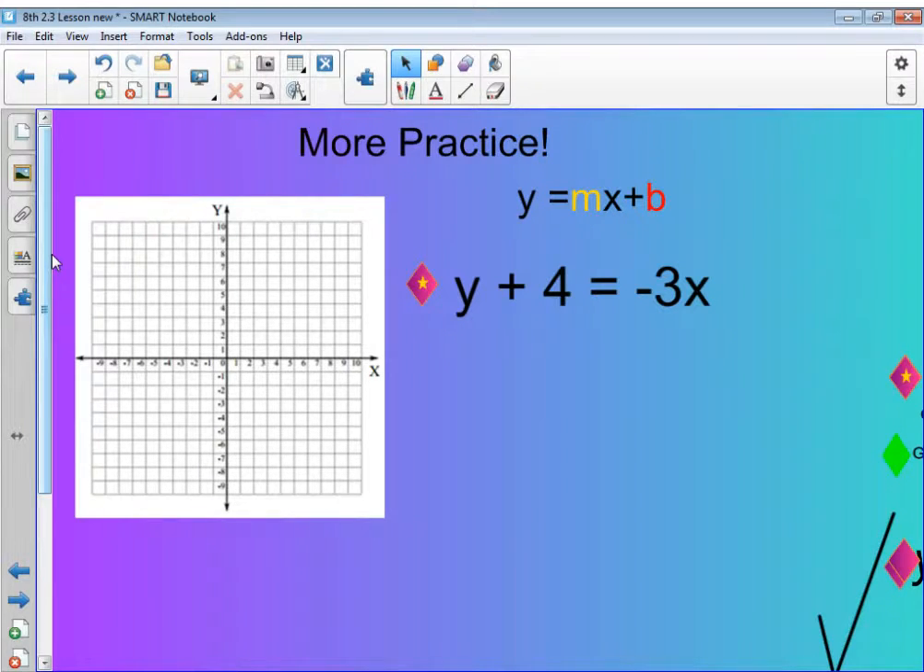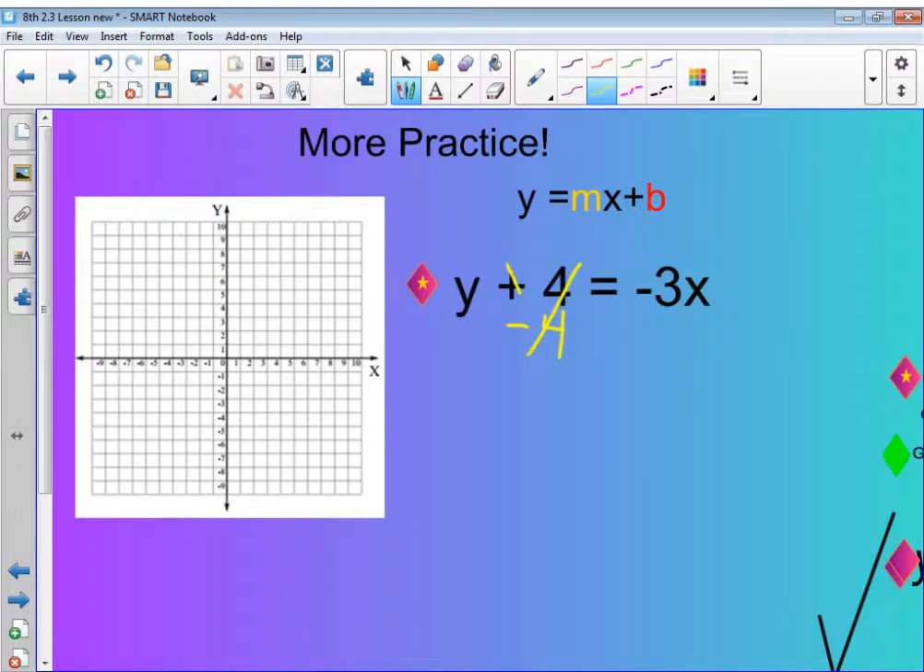So now if I want to work to get y by itself, we would say minus 4, because we're trying to get it to say y equals. And remember, we have to put it behind here. So now I have y equals negative 3x minus 4. So now we're going to go ahead and graph that.